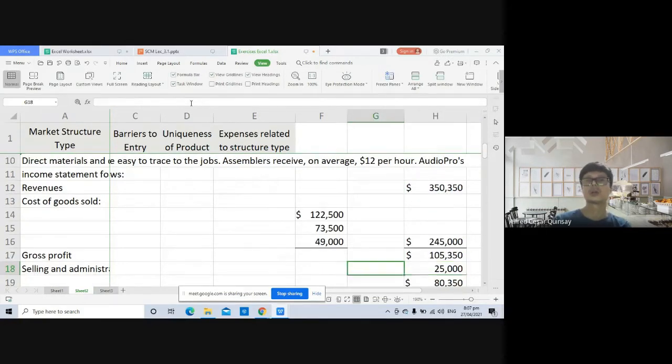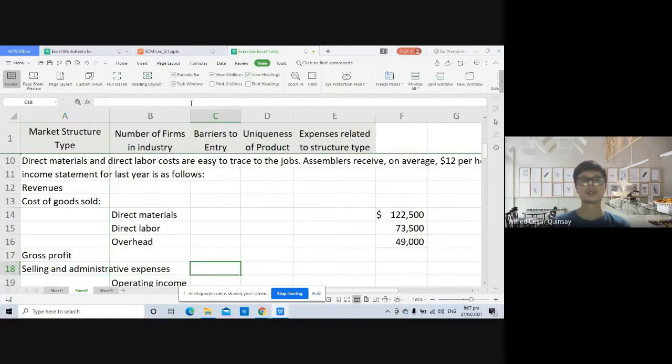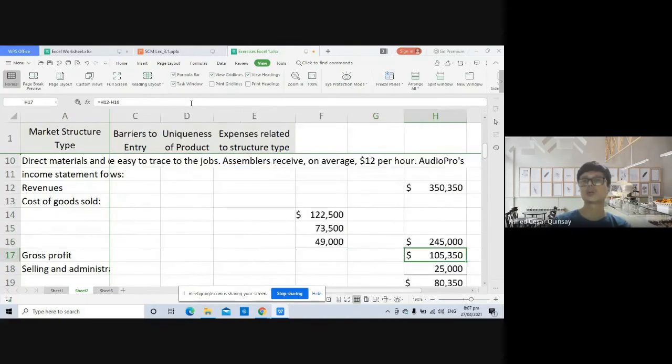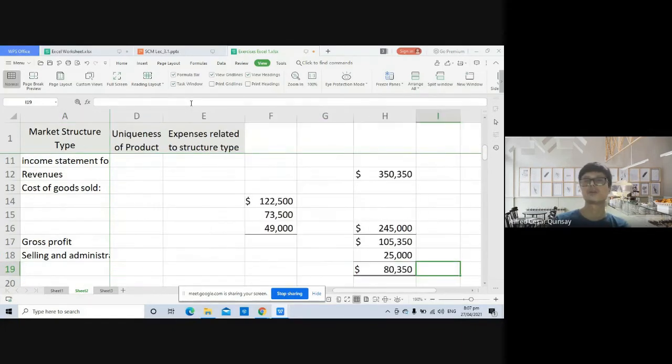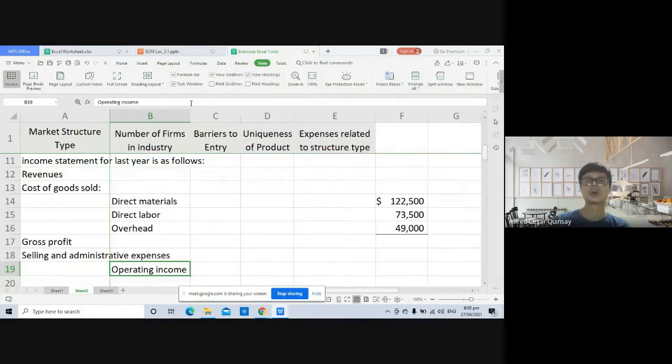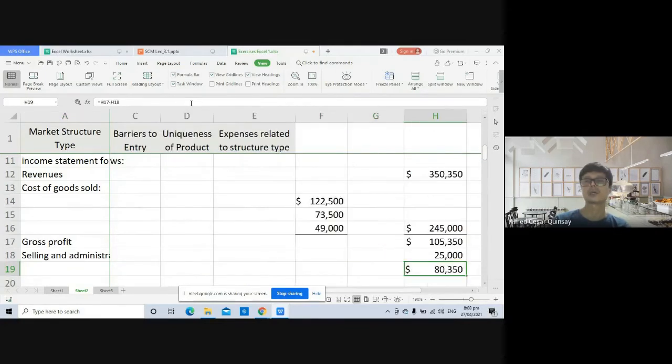And yung another given is yung selling and admin, no? So pag selling and admin, this is a period cost. These are the product cost. Ito naman, ito yung tinatawag na period cost, no? Kasi periodic mo siya na i-incur. So 105,350 less 25,000, you will get na 80,350. Okay, so operating income. Ayan.